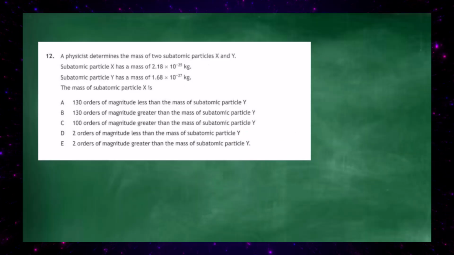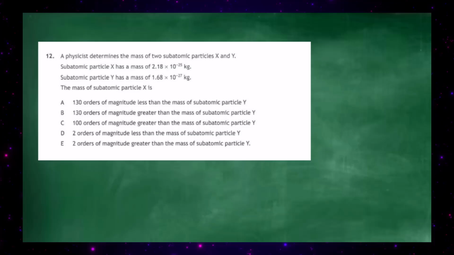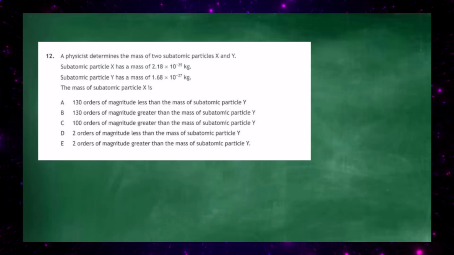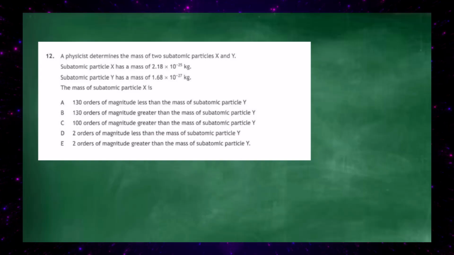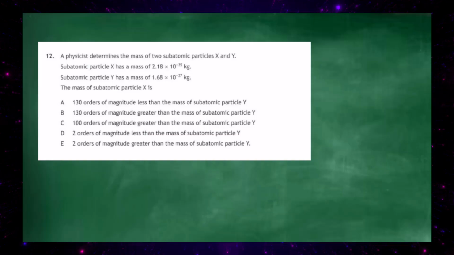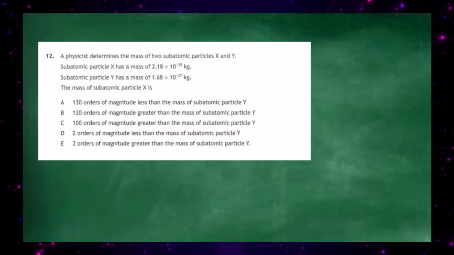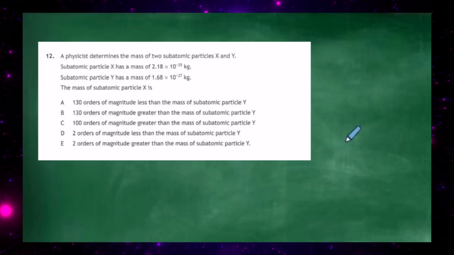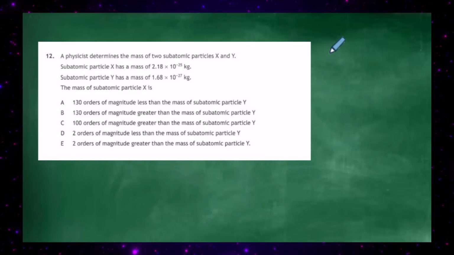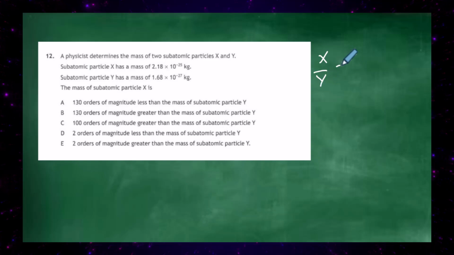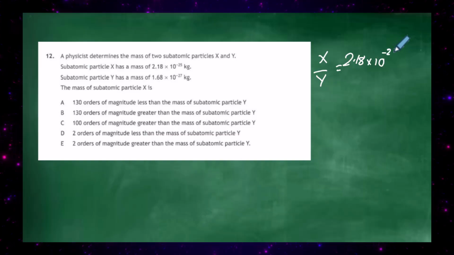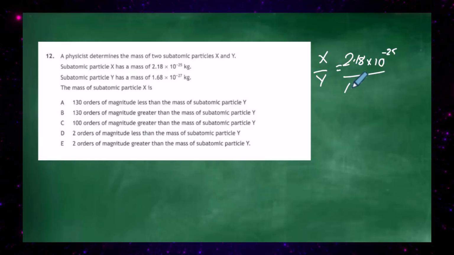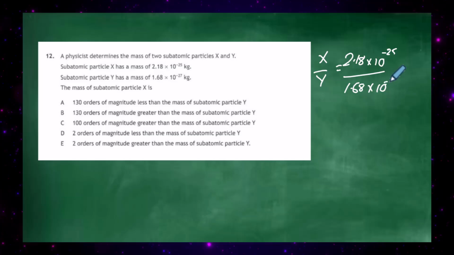Question 12. A physicist determines the mass of two subatomic particles X and Y. Subatomic particle X has a mass of 2.18 times 10 to the minus 25 kilograms, and subatomic particle Y has a mass of 1.68 times 10 to the minus 27 kilograms. The mass of subatomic particle X is, and we're asked to give the order of magnitude. Well, to compare the orders of magnitude, we do X divided by Y, which is 2.18 times 10 to the power minus 25, divided by 1.68 times 10 to the minus 27.